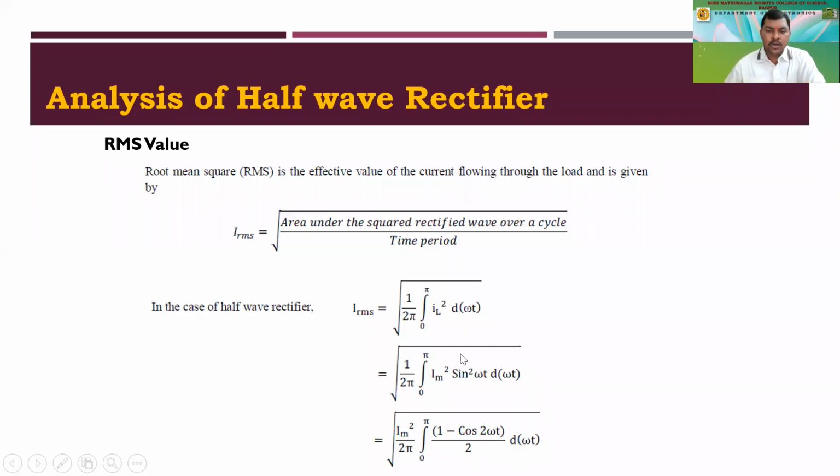And again, if you solve it, sin square omega t can be written as 1 minus cos of twice omega t by 2, right? So this is the trigonometric formula: sin square theta is equal to 1 minus cos 2 theta by 2. So that is the formula. If you substitute this, taking out Im square as common, we have Im square by 2 pi, integration from 0 to pi of 1 minus cos 2 omega t by 2 into d omega t.